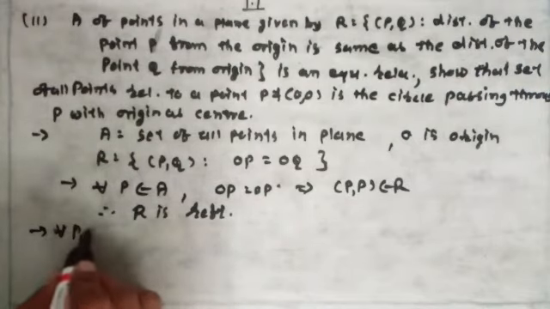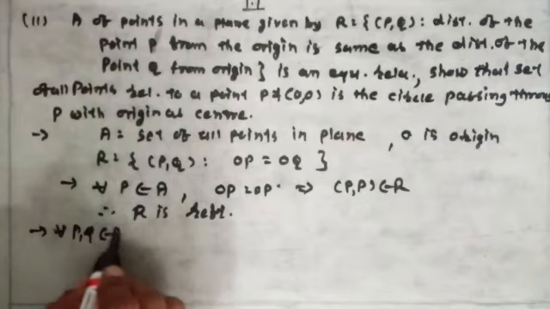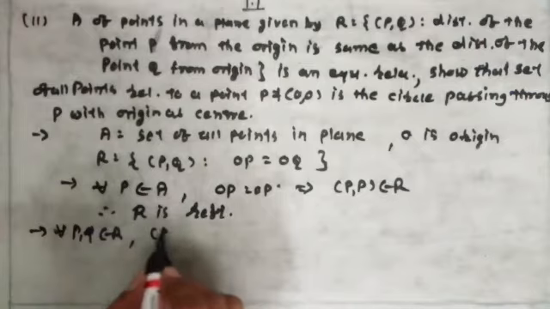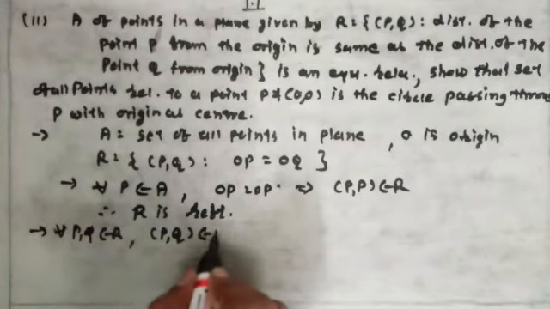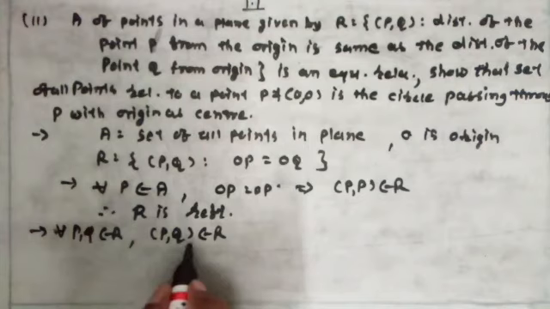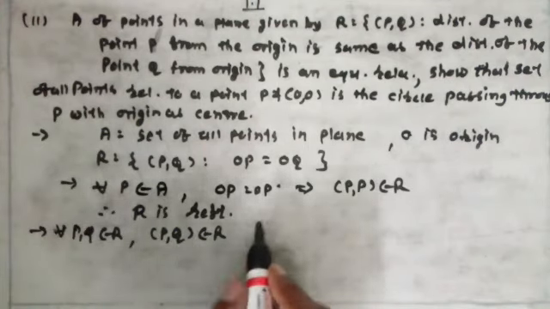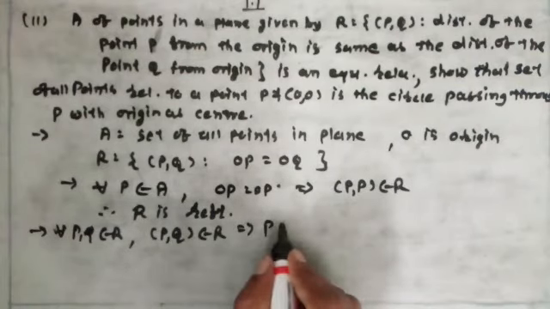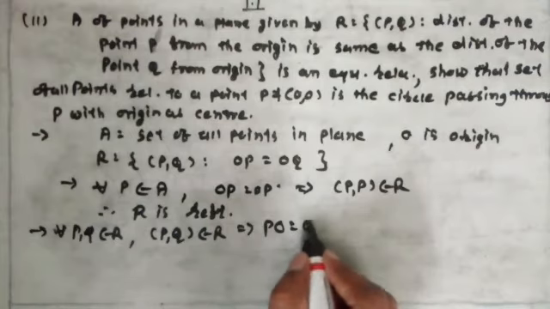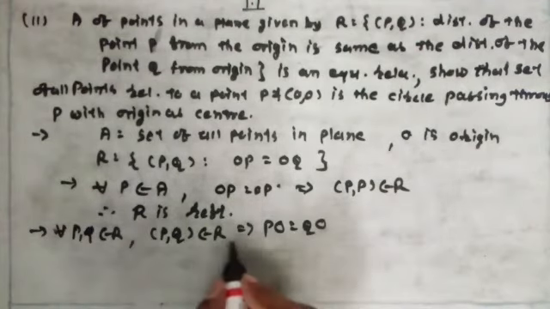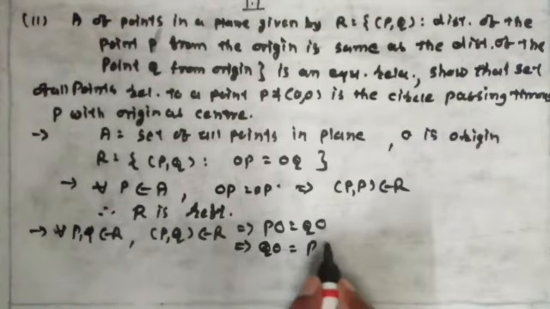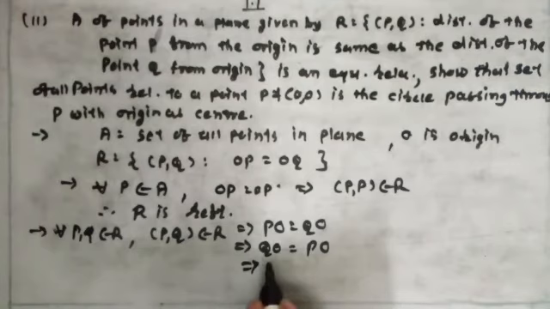Similarly, for symmetric, take (P, Q) belongs to R, an ordered pair (P, Q) belongs to R. That is, the distance from P to origin and the distance from Q to origin are equal. This implies the distance from Q to origin is equal to the distance from P to origin. This implies (Q, P) belongs to R.